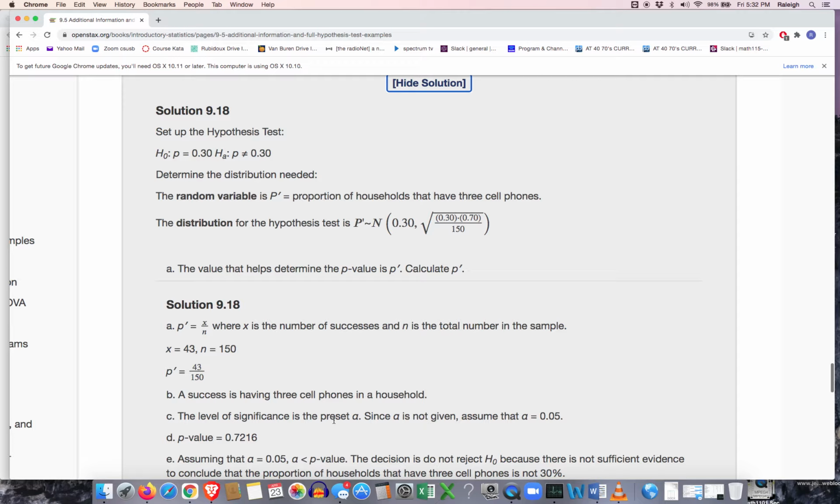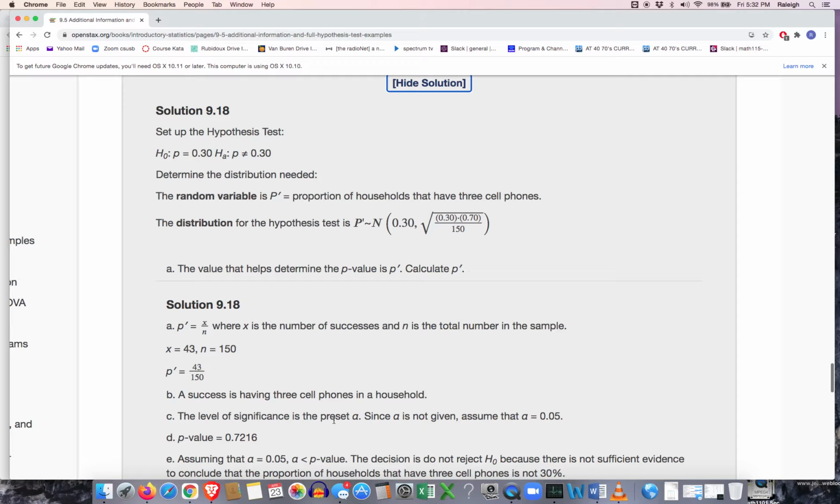And the question is, is that going to make a big difference or not? It seems like 1% doesn't make very much difference to me, but then we do have 150 in our sample, and that could tip the scale a lot quicker because of a larger sample than we sometimes see. What is the success for the problem? Success is finding a household with 3 cell phones.